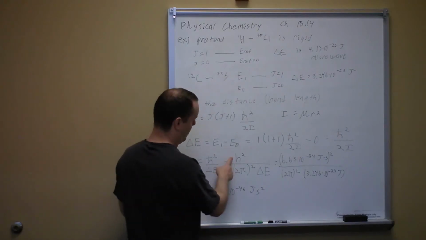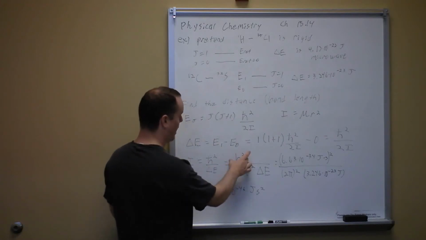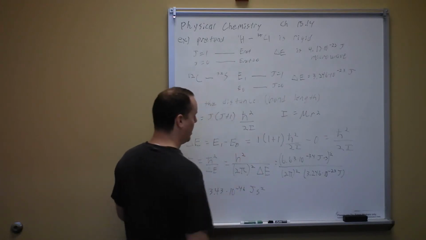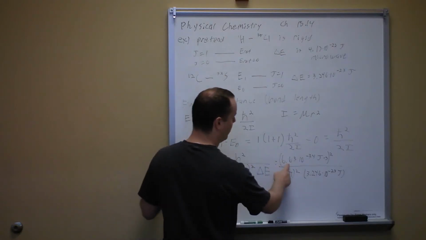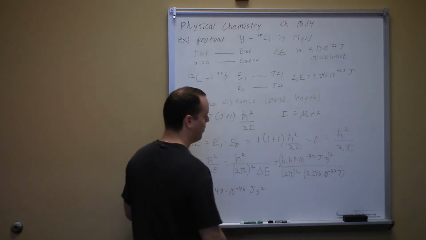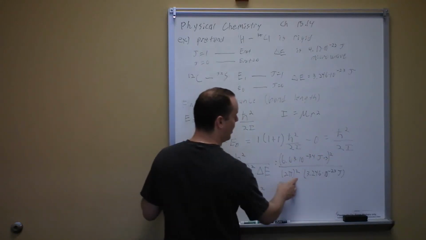The book has h, so we have to substitute h bar is h over 2 pi. So we get h squared over 2 pi squared times delta E. Substitute in the numbers: Planck's constant is 6.63 times 10 to the negative 34 joule seconds. That whole thing is squared. And then, of course, 2 pi squared.